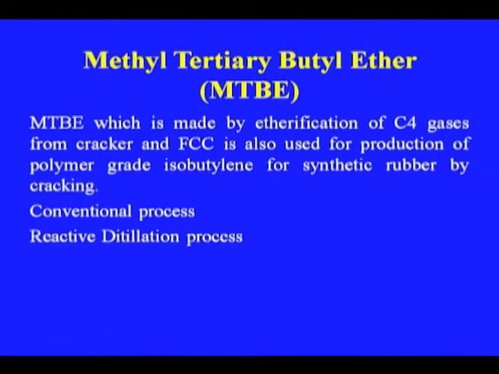But let us discuss the process. MTBE is made by etherification of the C4 stream from the steam cracker and FCC, and is also used for the production of polymer grade isobutylene, which we discussed while discussing the separation of the various C4 gases from the FCC and the cracker plant. There are two processes by which MTBE is made. One is the conventional one-stage process, and the other is reactive distillation, where the reactor is followed by a reactive distillation column, where reaction and distillation take place simultaneously. So the main reactor and then a finishing reactive distillation unit are there, and both processes are used for making MTBE.